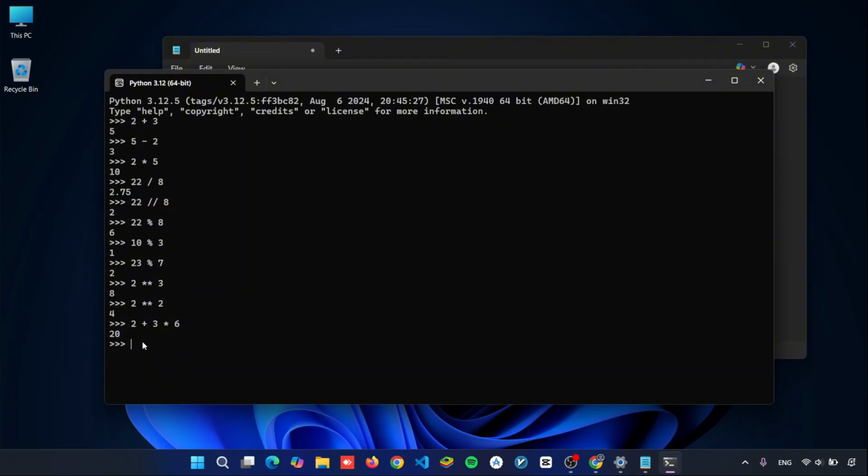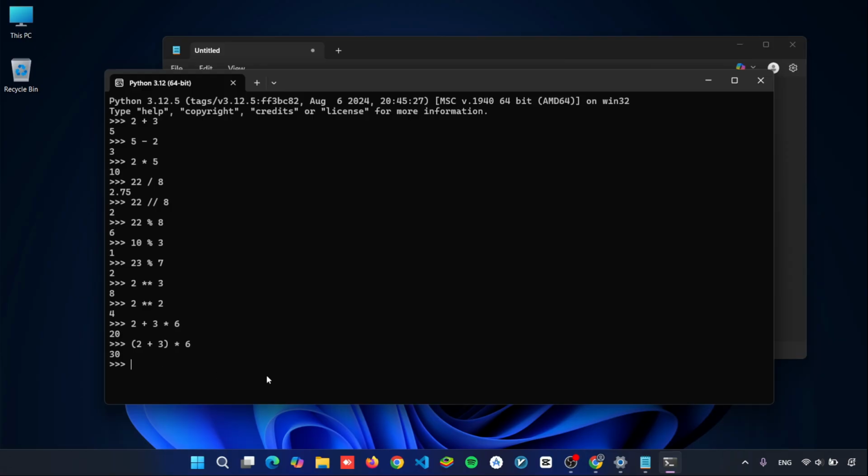But what happens when we want to do 2 plus 3 first and then multiply it by 6? In that case, we need to use the parentheses. We need to do something like 2 plus 3 in the parentheses and then multiply it by 6. It gives us the result of 30. It does 2 plus 3 first, gives us 5, and then 5 times 6 is 30.